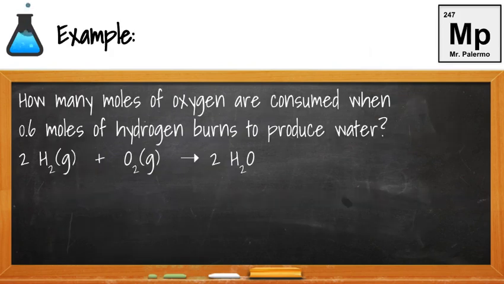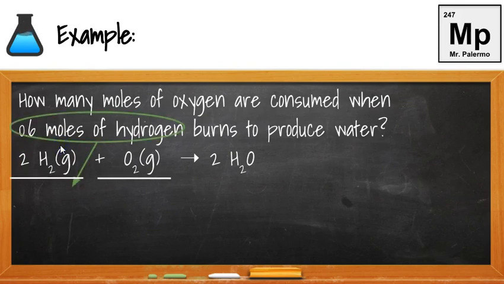So let's see an example. How many moles of oxygen are consumed, meaning used up, when 0.6 moles of hydrogen burn to produce water? So here's our reaction. And the original chemical recipe right now calls for 2 moles of H2, 1 mole of O2, producing 2 moles of water. But we want to change that. We want to use only 0.6 moles of hydrogen here instead of 2 moles.